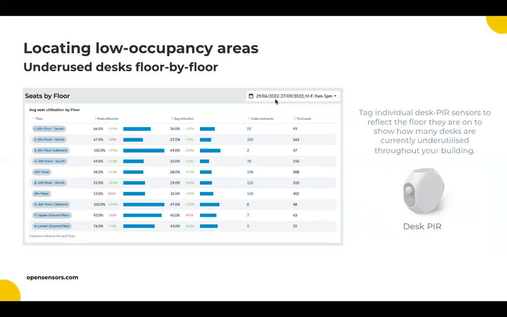So here, if you look at the time bar in the top right-hand corner, we are looking at a 3-month period. The first number on the left in the peak utilization column is 66% for 5th floor south. That's looking at what happened in that 3-month period. And then the number next to it is saying how that compares to the 3 months beforehand. So you can see whether or not your occupancy is going up or down in an overall trend, and how that's going floor by floor.